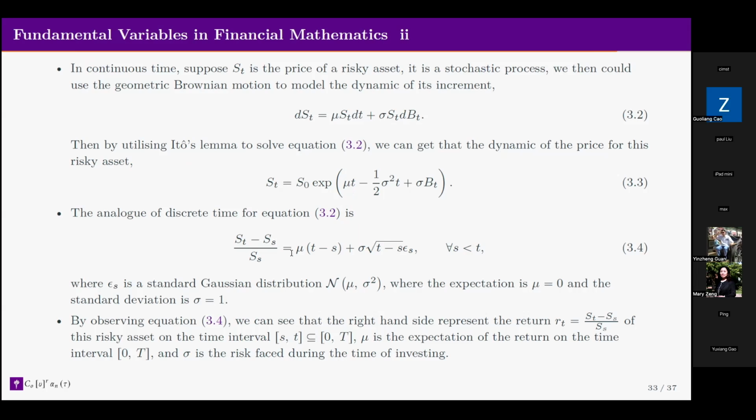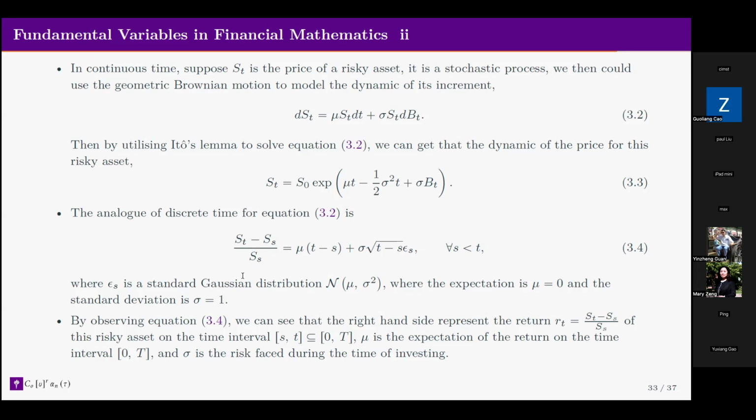You can see on the left, it is nothing but the return for the stock, right? Because you have today's price and you have a future price. You calculate the difference between today's price and the future price divided by today's price. That is your return. So equation 3.4 tells you that the return can be divided into two parts. One is the expectation of your return. The other one is the randomness, which is called volatility in financial modeling. The sigma, I believe you have heard this term. So sigma here is the volatility, and epsilon here is a standard Gaussian random variable, which is the source of the randomness.